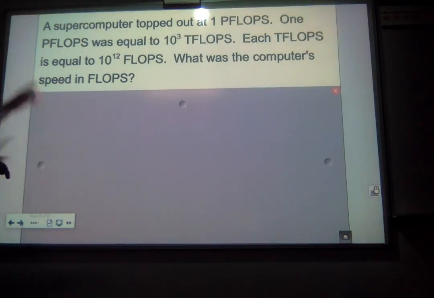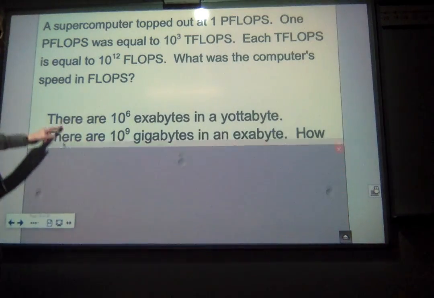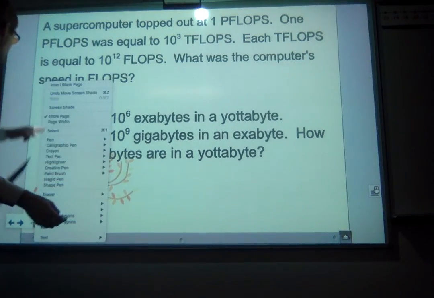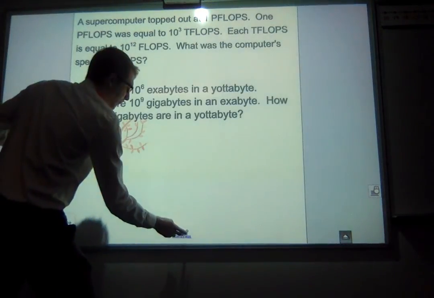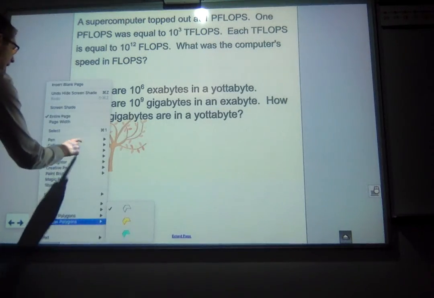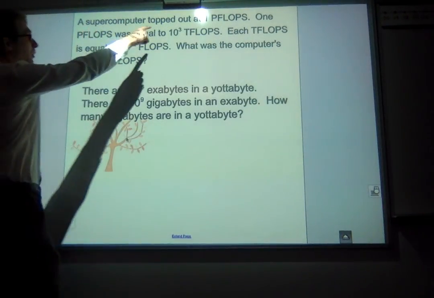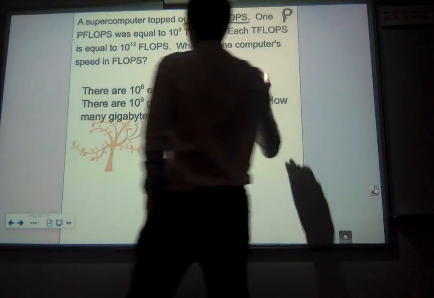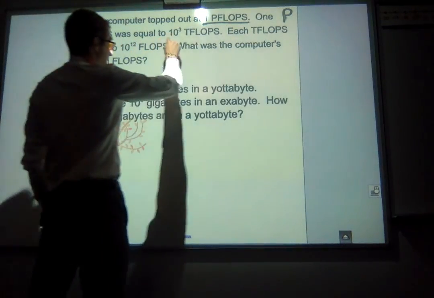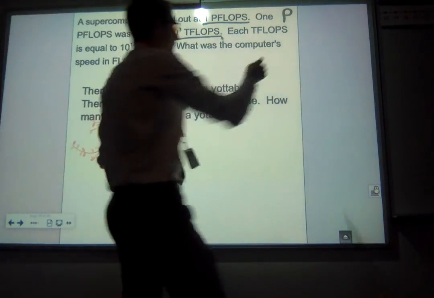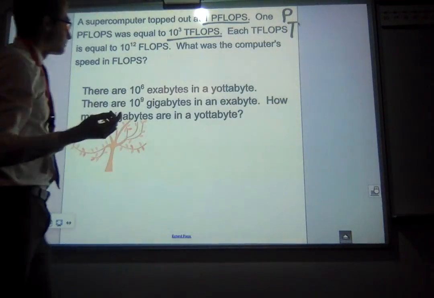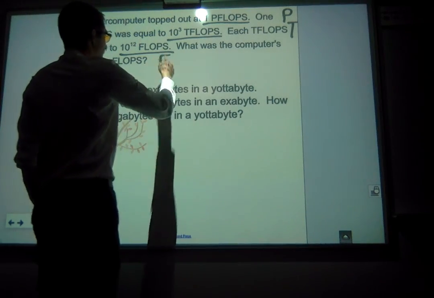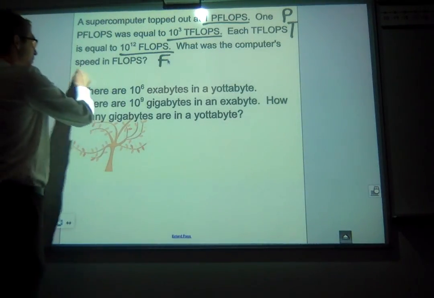All right. So this example, we didn't have a chance to go over in class. So let me just remove this blinder here. I am going to go ahead and read this question. A supercomputer topped out at 1 pflop. I'm just going to say p for pflop, just to make it simple. 1 pflop was equal to 10 to the 3rd tflops. I'm just going to use the letter t to represent it. And then each tflop is equal to 10 to the 12th flops. So flops, I'm just going to say is f. So what was the computer's speed in flops?